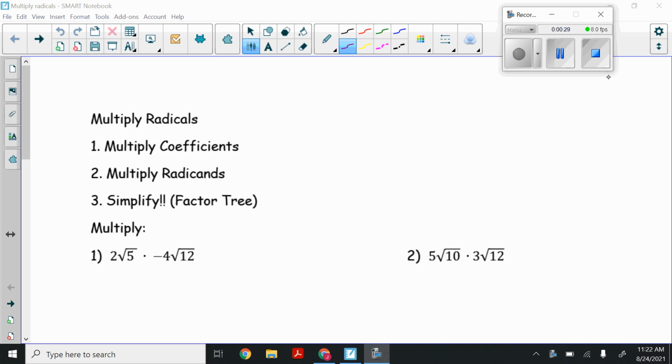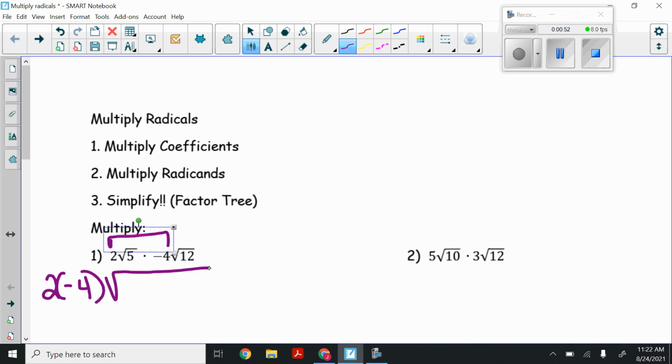Okay, there are several different ways that you can do this. Number one, I have 2 square roots of 5 times negative 4 square roots of 12. I could simplify both of my radicals, then multiply, or I can multiply first, then simplify. Completely up to you, okay? So if I multiply my coefficients, step number 1, I have 2 times negative 4. Then underneath my radical, I multiply my radicands. I have a 5 times a 12.